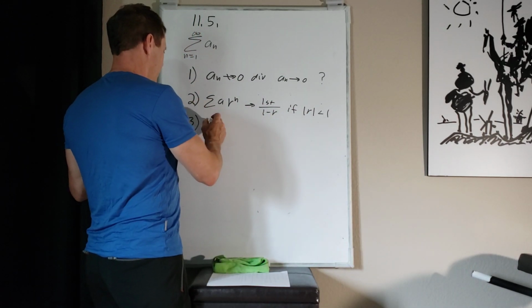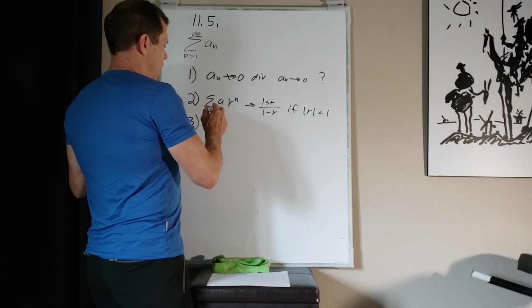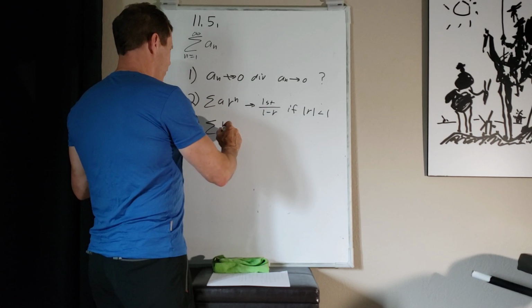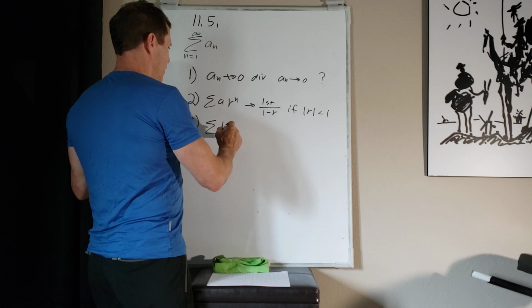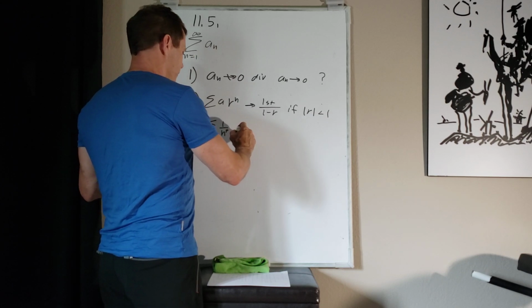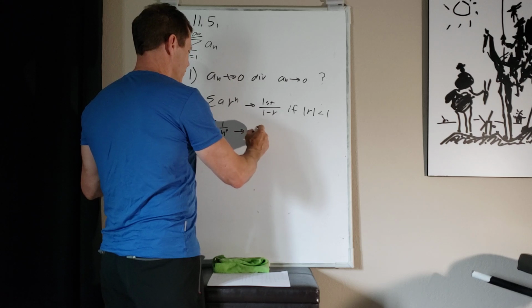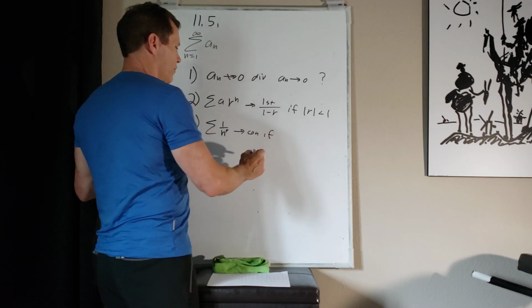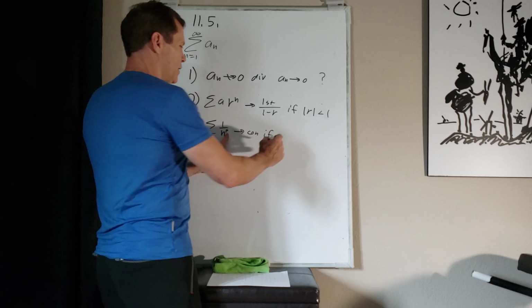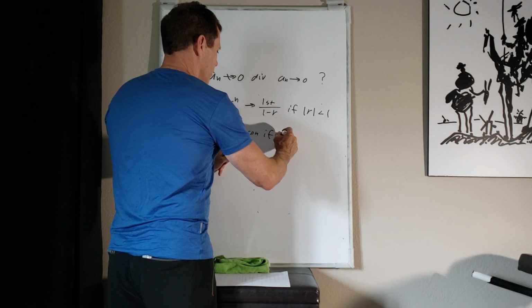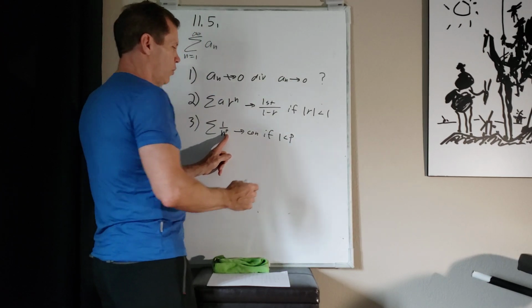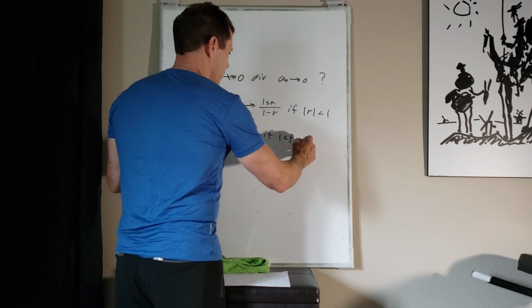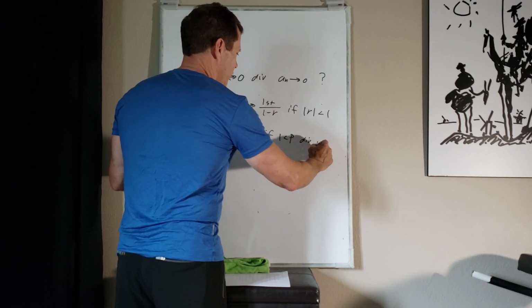Third thing is if you got the p series, 1 over n to the p. This converges if p is bigger than 1. And if p is less than or equal to 1, it diverges.